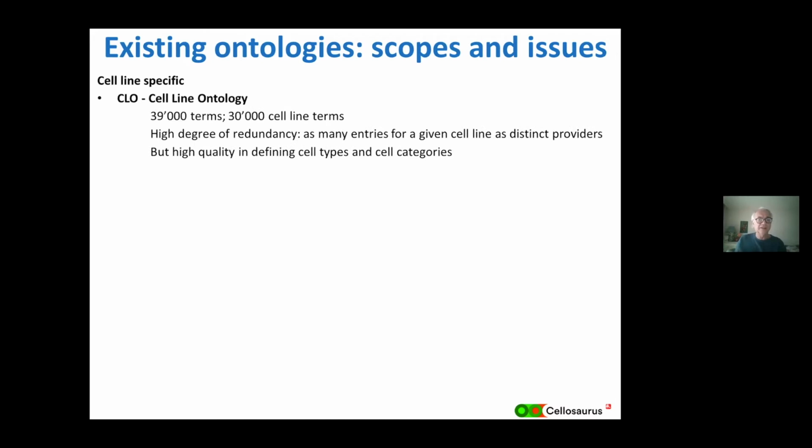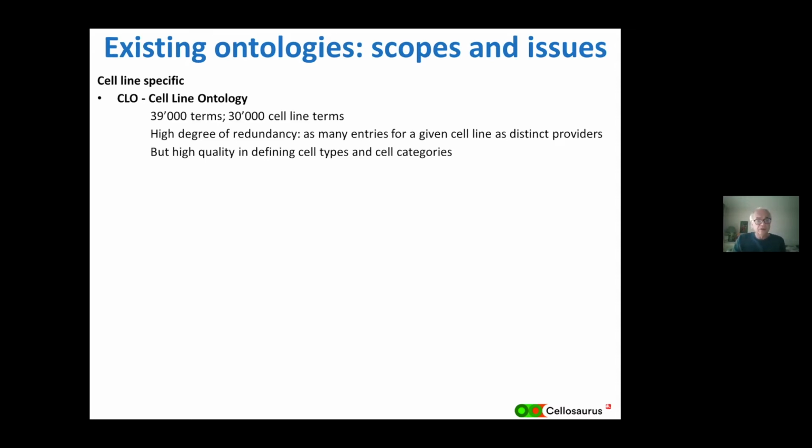But the thing was that there were a lot of terms in it, 39,000 terms. 30,000 describe cell lines, but with a high level of redundancy, because there can be many entries for a given cell line as there are distinct providers. But it's high quality in defining cell types and cell categories. Unfortunately, 30,000 cell terms seems a lot, but it's a lot fewer cell lines because of this redundancy. And even 15 or 20,000 different cell lines, which is probably what it contains, is not the whole world of cell lines, as you will see.